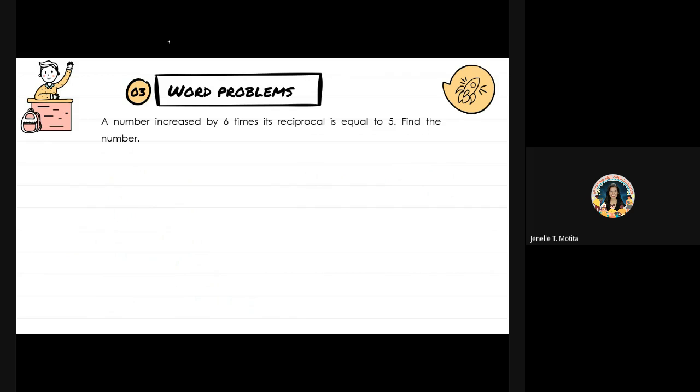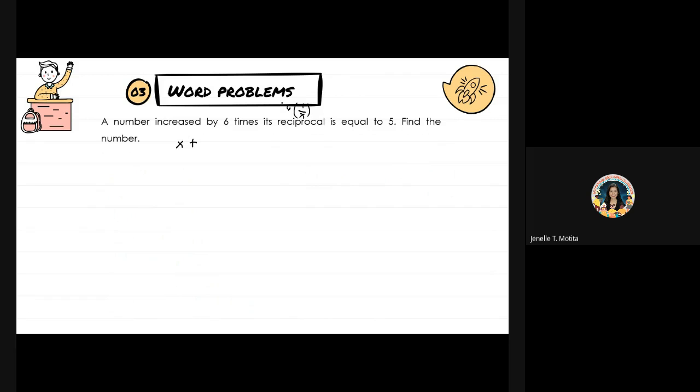So, a number. Let's use color, black naman tayo. A number increased by 6. So, a number increased by 6 what? 6 times its reciprocal. So, the reciprocal of that number is 1 over x. Tama? Times 6 daw nito.